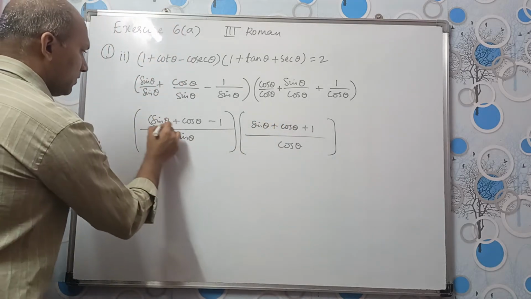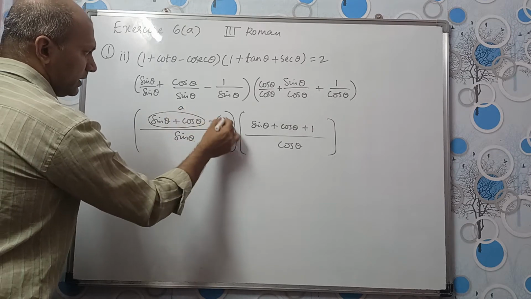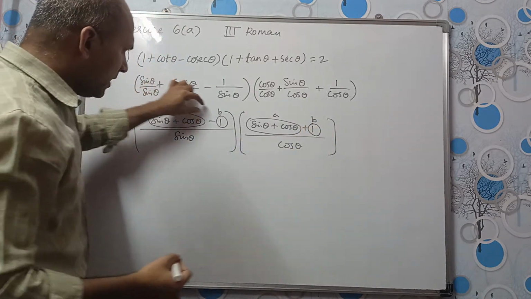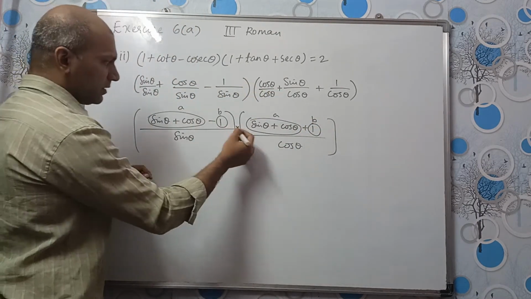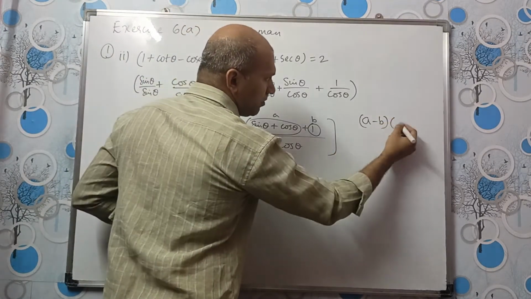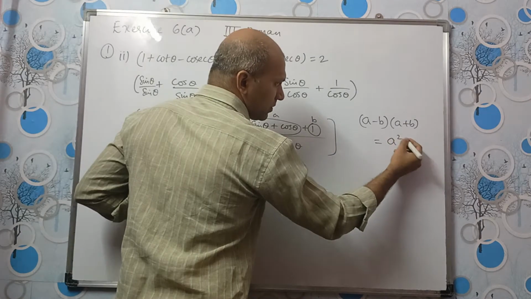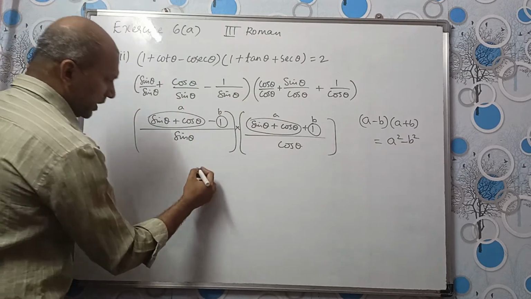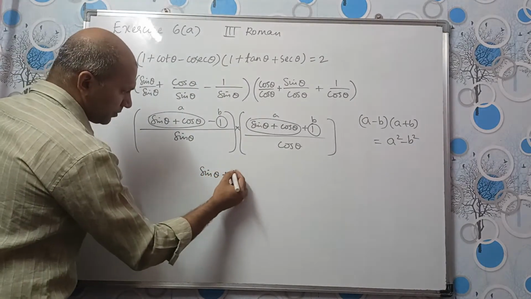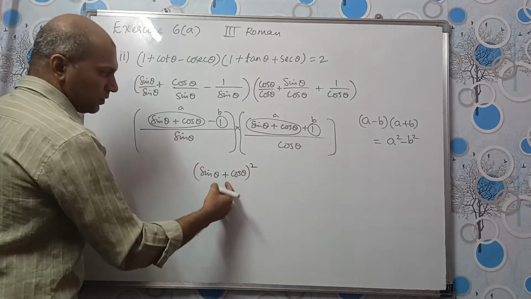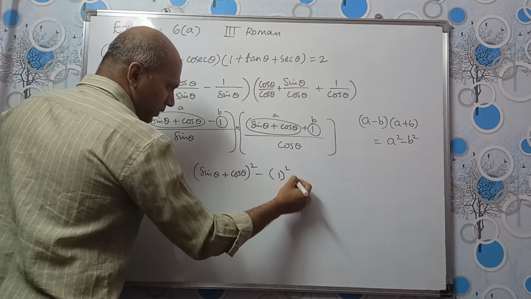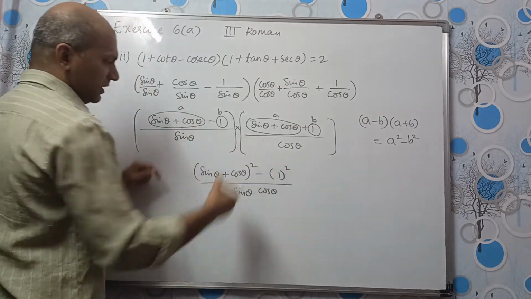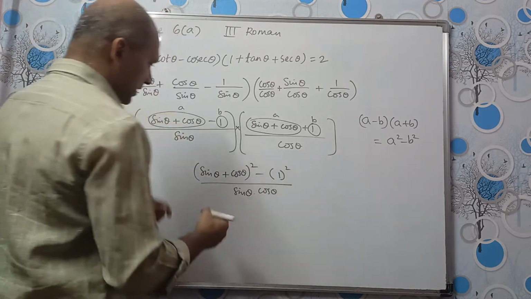Okay. Now, if you take this whole term as A and this as B, isn't it like A minus B multiplied by A plus B? Yes. So this will be A square minus B square. So A square minus B square should come in the numerator. Okay. So what is A? This is A. So A square minus B square divided by sine into cos. Multiplication, right? Okay. Let us simplify this further.